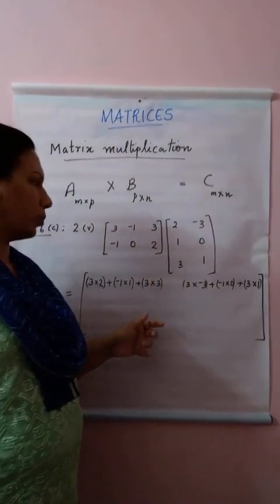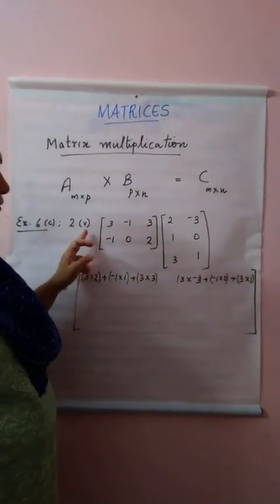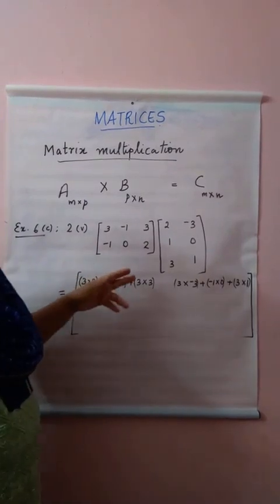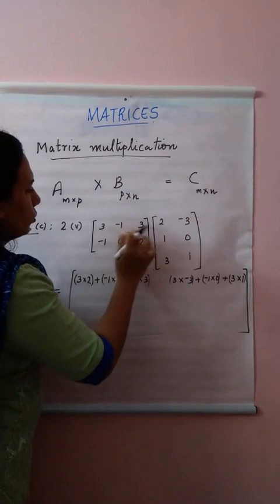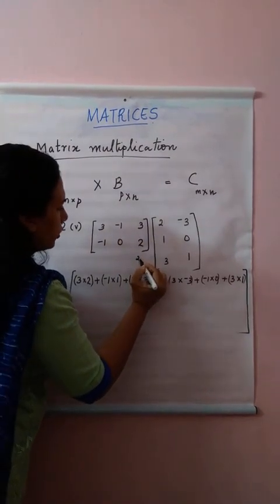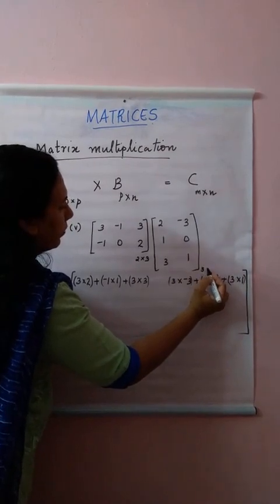We'll do a simple problem from your textbook, example 6c, the second set, fifth question. You have to multiply two matrices. The first one is a matrix of order 2 rows and 3 columns, that is, of order 2 by 3. The second is of order 3 by 2.